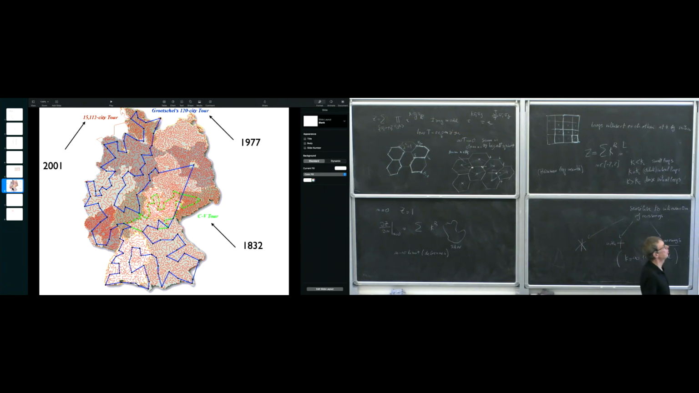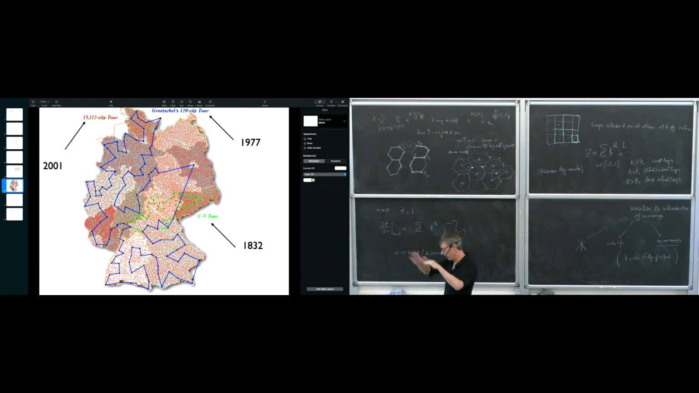So here is a simple example of what we mean. This is Germany. Actually, it's probably Western Germany. Any German here? No German here? Okay. You recognize. That's Western Germany, right? And so this is the solution of the traveling salesman problem for 15,112 cities. That's the red one.